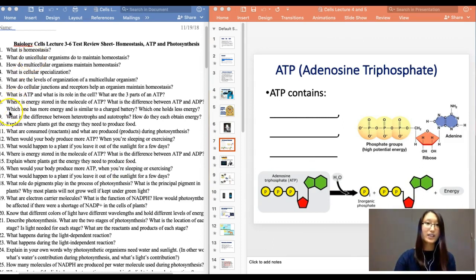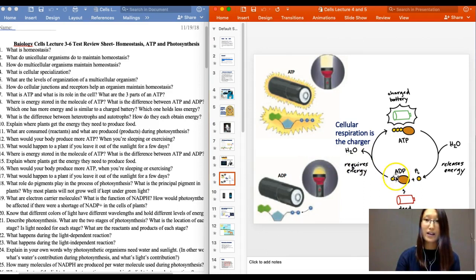So the next question says, which one has more energy? ATP has more energy and is similar to a charged battery. So if you remember this picture that we look at, when we put ADP and phosphate groups together in order to make ATP, the ATP is like the charged battery that holds a lot of energy. And then the next one is, which one holds less energy? ADP is like the dead battery, doesn't have as much energy.